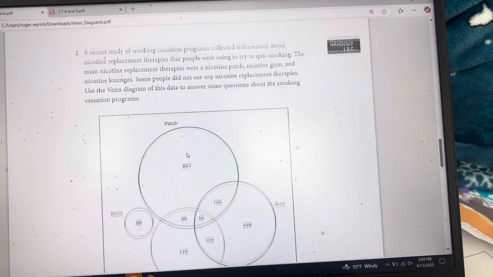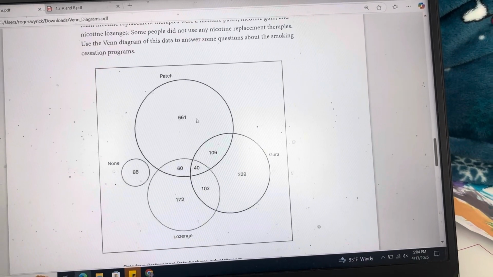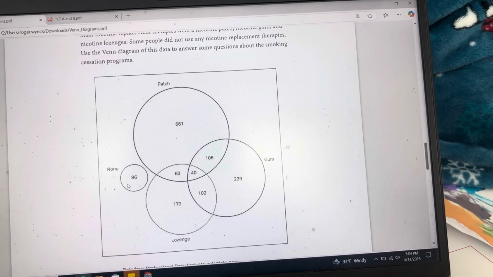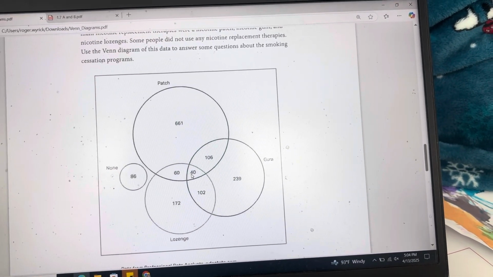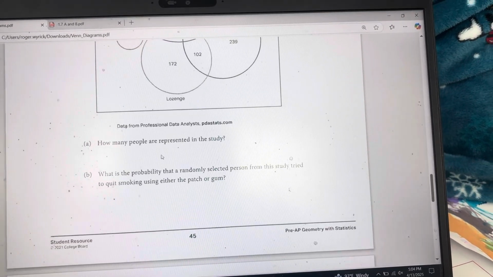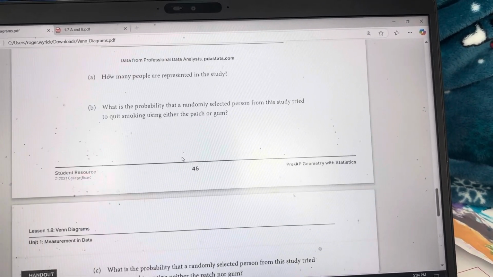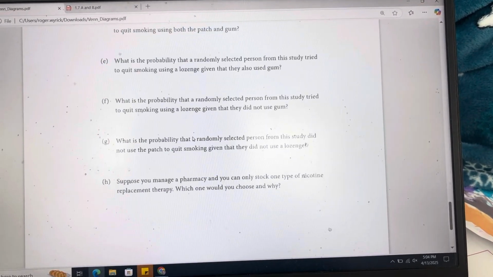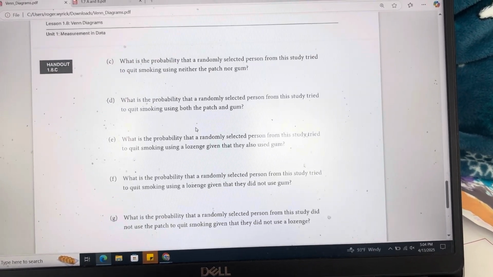Then number 2, this is people trying to quit smoking. They use the patch, they use gum, they use a lozenge, or they just try to go cold turkey. And then again, it asks you some questions about that, asks you to calculate some probability.